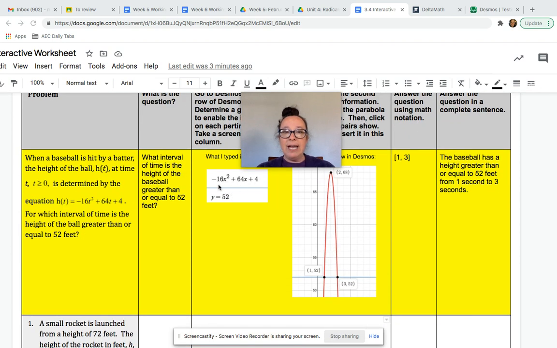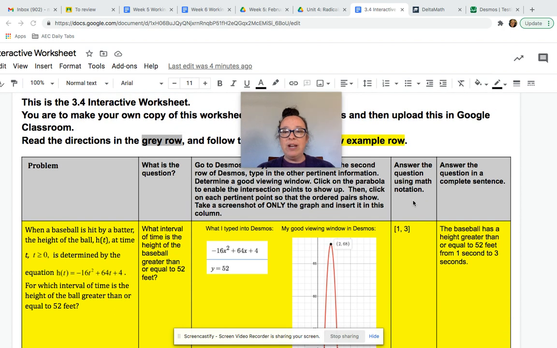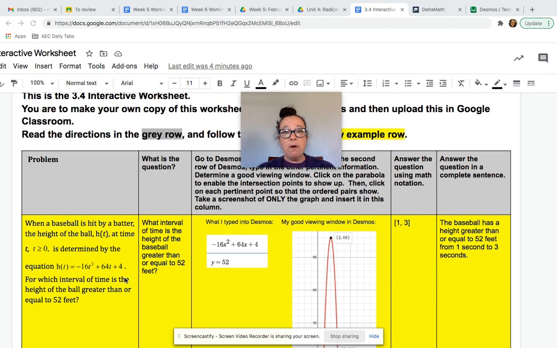Now, I've put what I typed in the Desmos so you could see it because it's an example, but you don't necessarily need to do that unless you want to. In this column, you're going to answer the question using math notation. And in this one, you're going to answer the question in a complete sentence. So let's go over this yellow example.